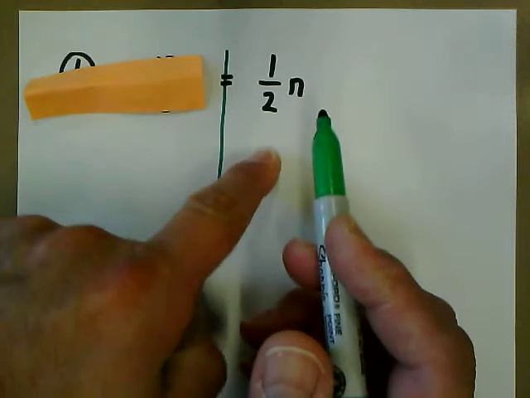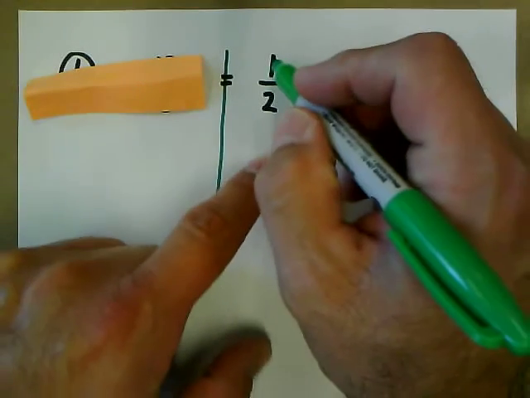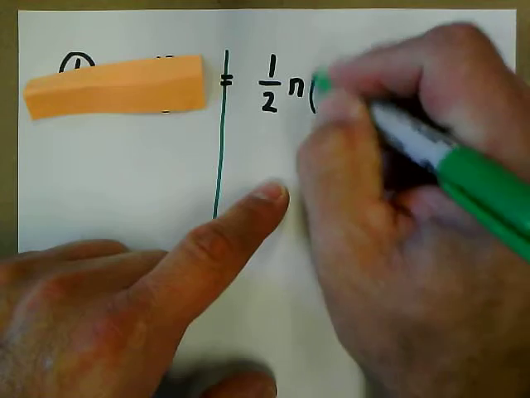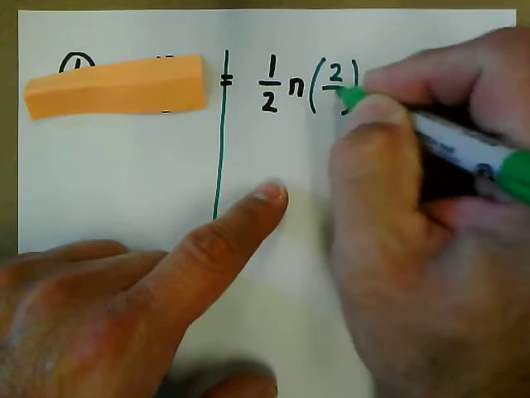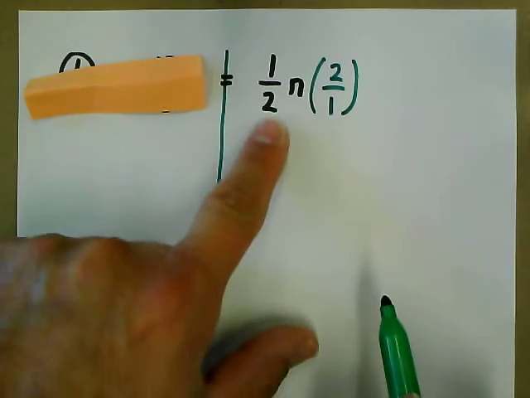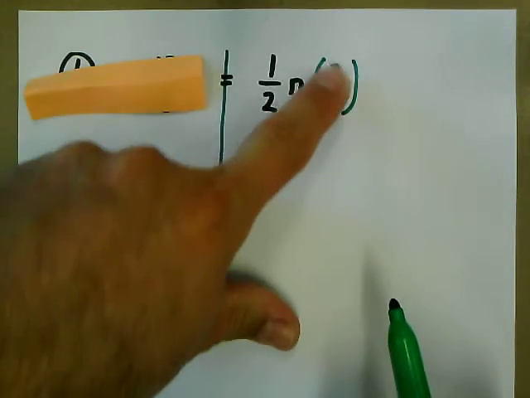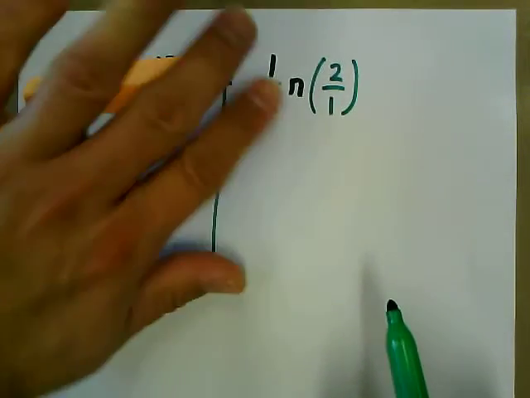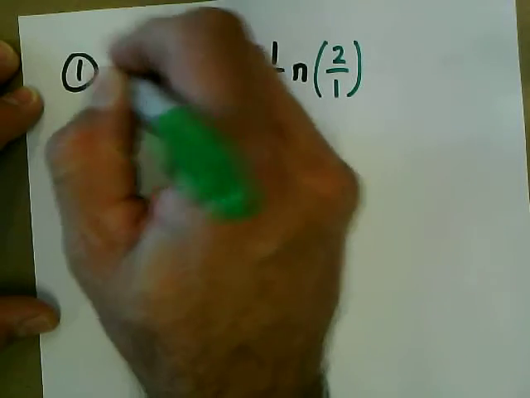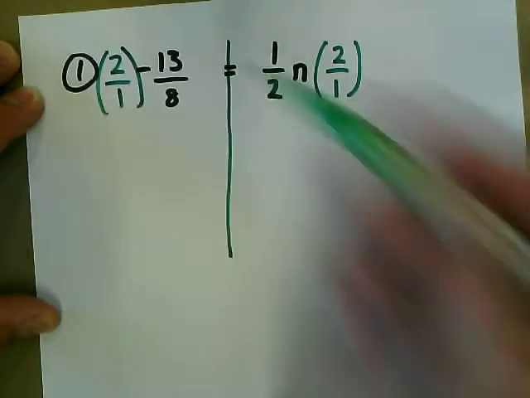We want to get rid of this 1/2. Since it's 1 divided by 2, we're going to do its inverse and multiply it. To get rid of a fraction, you just use its inverse, which is basically flipping the fraction over. So the denominator becomes the numerator, and the numerator becomes the denominator. If we do that on one side, we're going to want to do it on the other side.